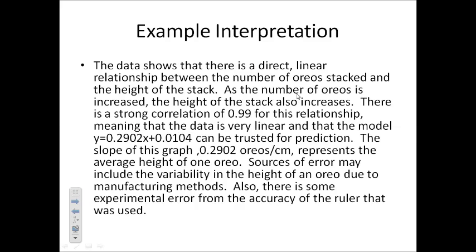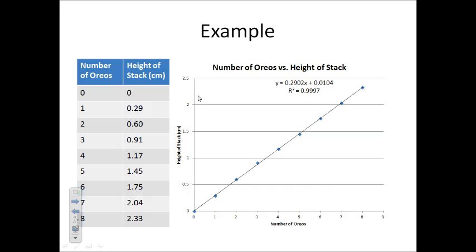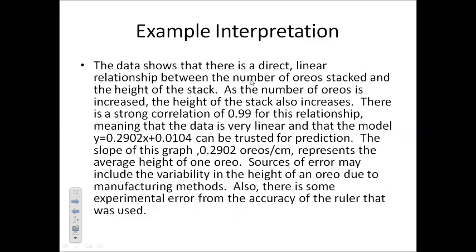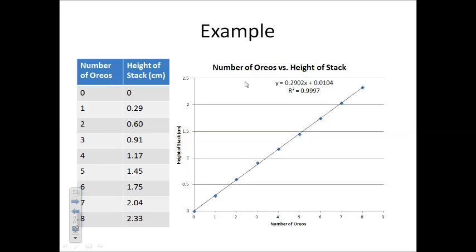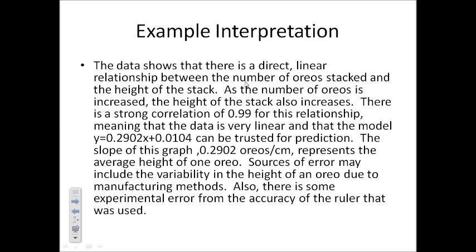And so if I'm writing an interpretation for this, what I want to do is start by saying what type of relationship it is. So in the first sentence here: the data shows that there is a direct linear relationship between the number of Oreos stacked and the height of the stack, all right? So direct linear relationship. Linear because it's in a line, direct because it's a positive slope, all right? And I mention the two variables, the independent and dependent variables, in my description. I say, so number of Oreos and the height of the stack, all right?